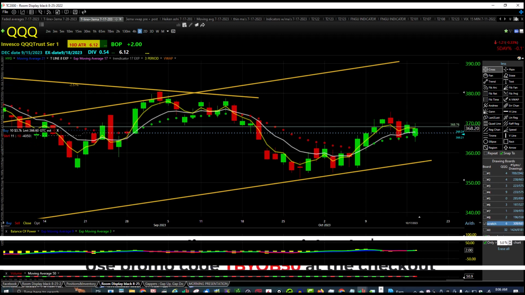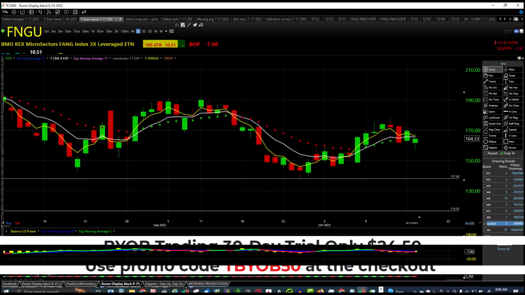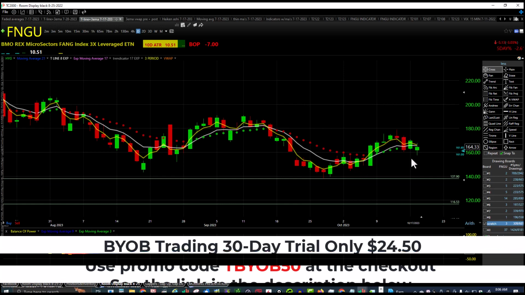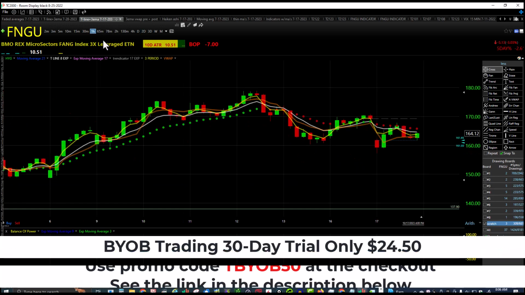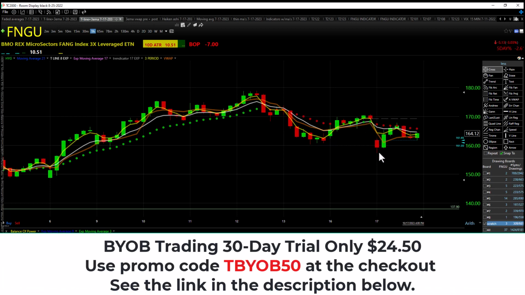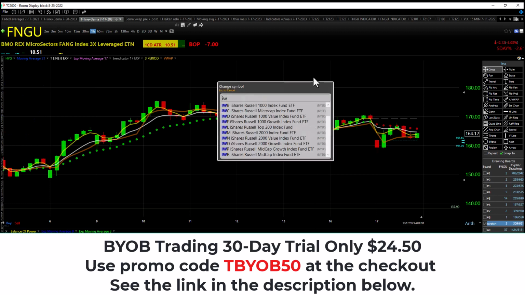FNGU doing the same thing. FNGU putting in higher lows and a higher high. But if we look at the hourly chart, we have an hourly downtrend with a lower high and a lower low. So there's FNGU. Let's take a look at IWM.